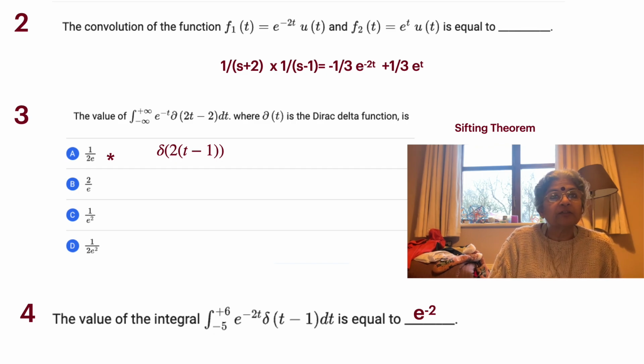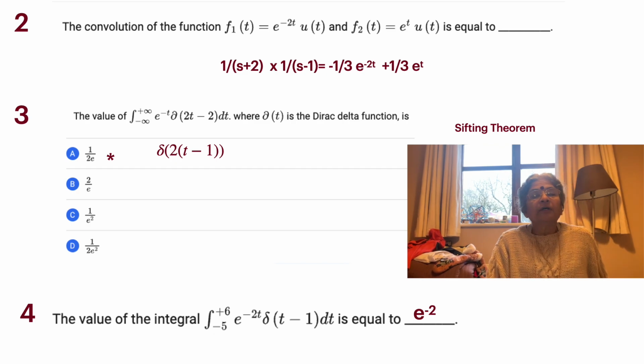Okay, so e raised to minus 2t gives us 1 by s plus 2, and e raised to t gives us 1 by s plus 1. So in the Laplace domain, it is 1 by s plus 2 into 1 by s minus 1. Okay, so now we have to take the Laplace inverse.